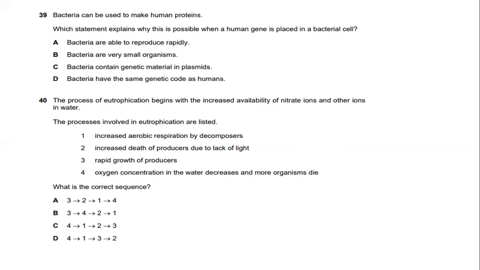The process of eutrophication begins with the increased availability of nitrate ions and other ions in the water. The processes involved in eutrophication are listed. Rapid growth of producers, increased death of producers due to lack of light, and increased aerobic respiration by decomposers, and finally, oxygen concentration in the water decreased and more organisms die. So the sequence for this answer is A.